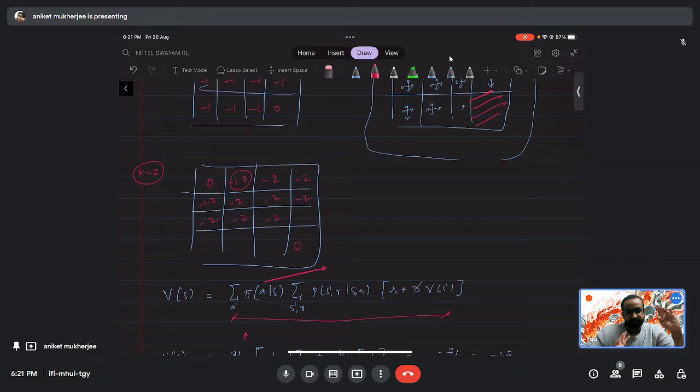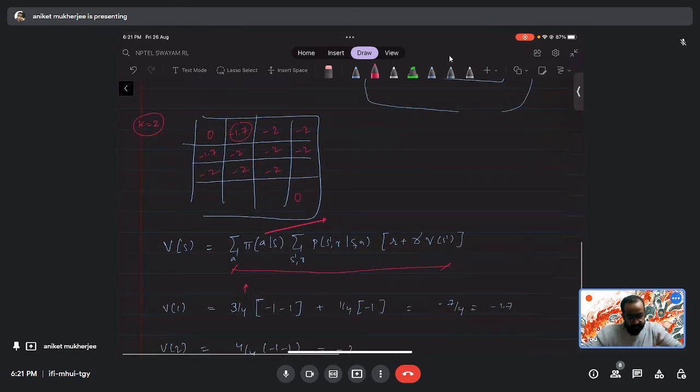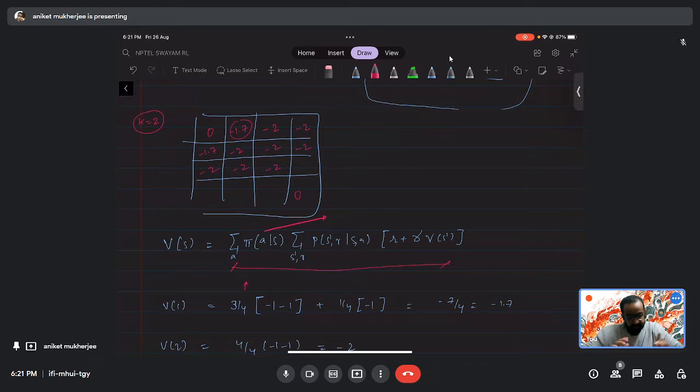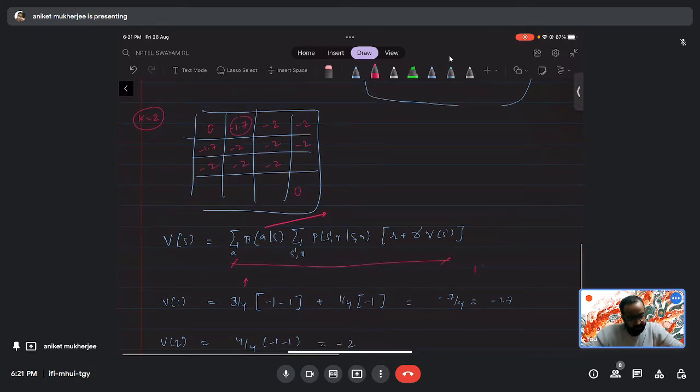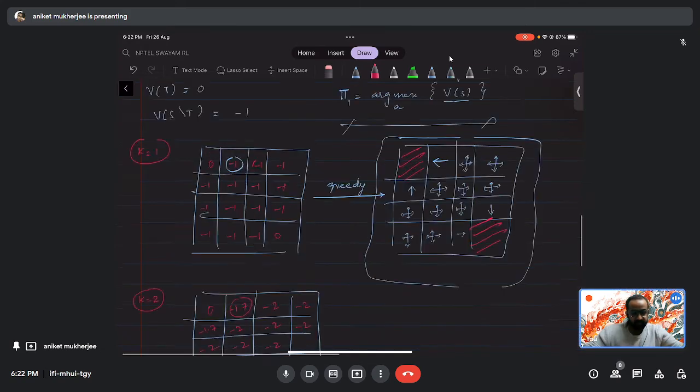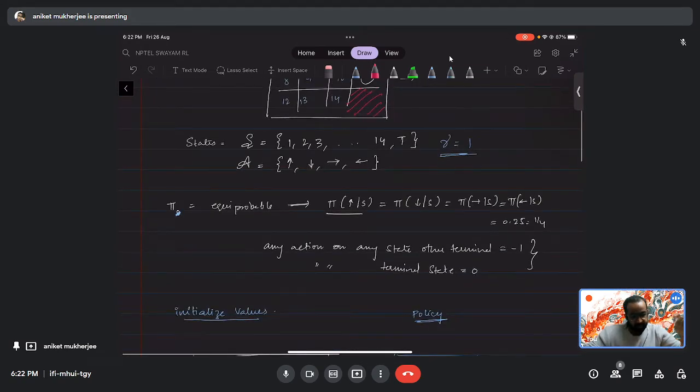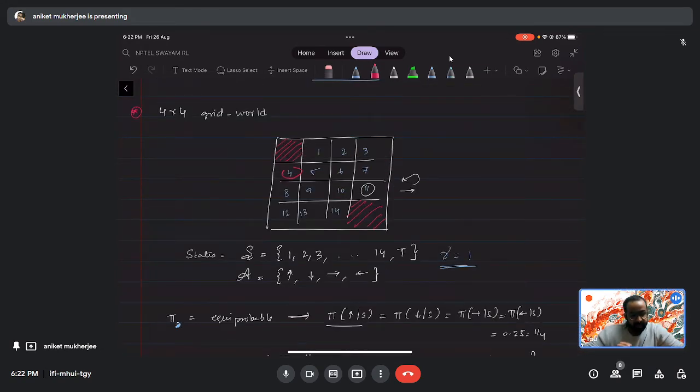Is that clear? Yes, sir. Okay. And now suppose I've taken the action up. So with probability 1 by 4, if I take action up, where do I end up? Outside the grid. Yeah, but maybe you joined later. I made a point that if I end up outside the grid world, then I end back in the same state.